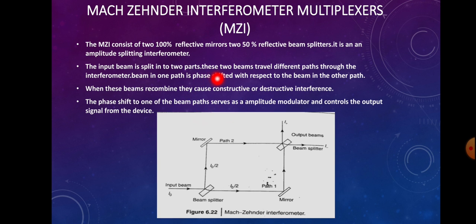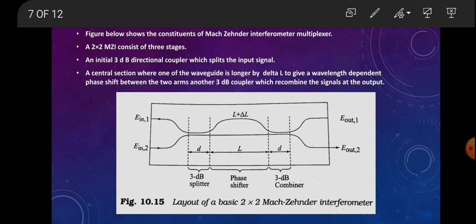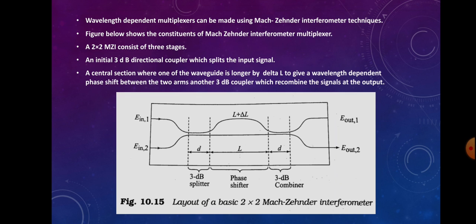The input beam is split into two parts. These two beams travel different paths through the interferometer, and the beam in one path is phase shifted with respect to the beam in the other path. When these beams combine, they cause constructive or destructive interference. The phase shift to one of the beam paths serves as an amplitude modulator and controls the output signal from the device. When the beam is reflected from these 100% reflective mirrors, they undergo a phase shift, and due to this phase shift, when they are combined by the combiner, the interference, constructive or destructive, depends upon the phase shift. Okay, so that is the principle of the interferometer, and we can construct a Mach Zehnder interferometer multiplexer by using this.